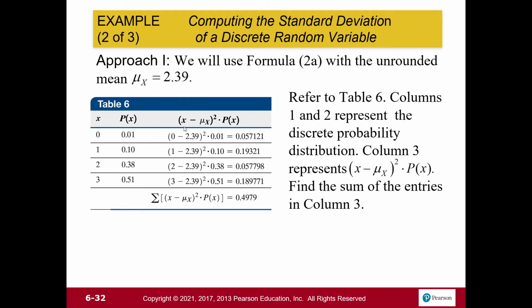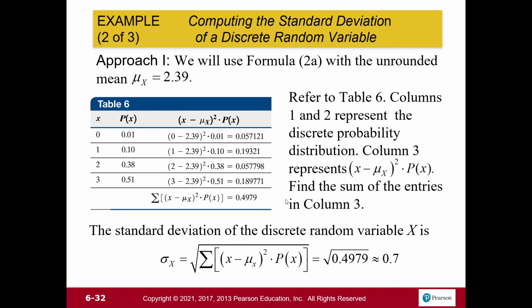And then we're going to subtract the mean from each one, square it, multiply by the probabilities, and then add it all up. When we do that successfully, we get 0.4979, and then we simply take the square root of that number. And we get 0.7.